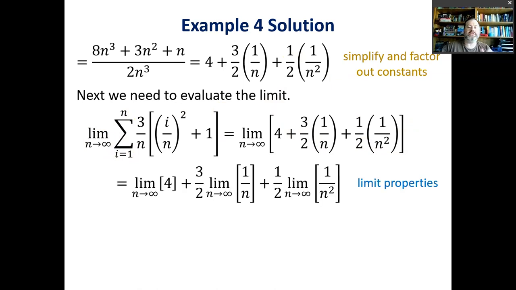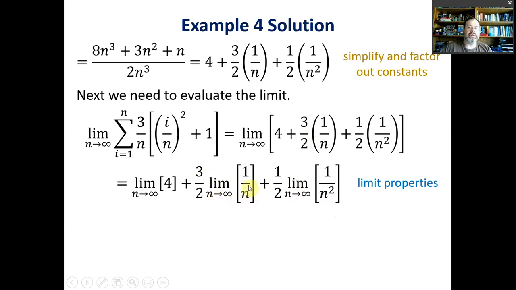Now we use the properties, push everything all the way in. Here we're using limit properties. Remember, we have limit laws. So when the limits exist, I'm allowed to do this. You're allowed to push all the limits all the way in. So here we have the limit of 4, 3 halves times the limit of 1 over n, and 1 half times the limit of 1 over n squared.